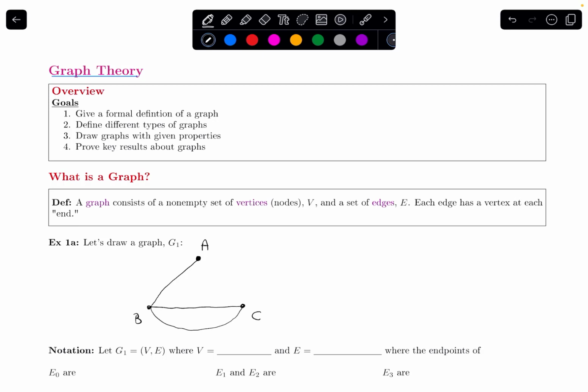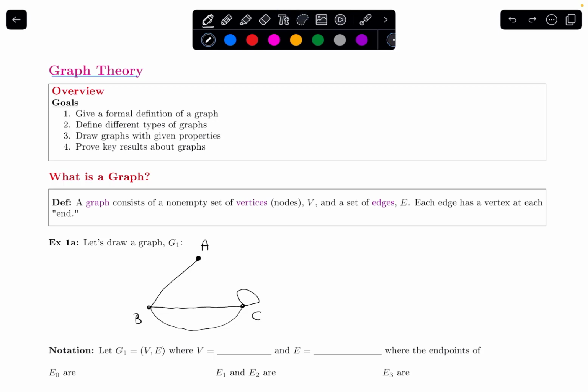So maybe, in fact, there's two edges connecting B and C like this. That can happen. And maybe there's an edge from C to itself. We call that a loop. Okay, so this is an example of a graph. One thing I cannot have in a graph is an edge like this that's not connected to any vertices at the end. That's what this last thing says. Each edge has to have a vertex at each of its ends.